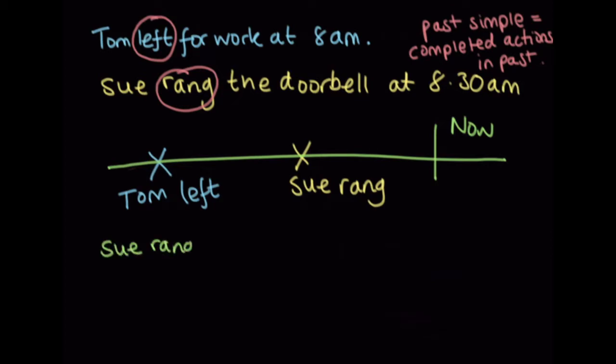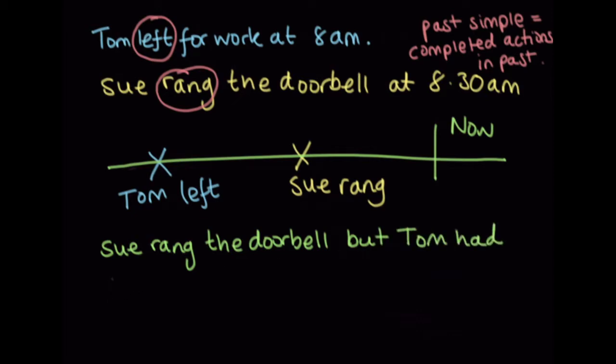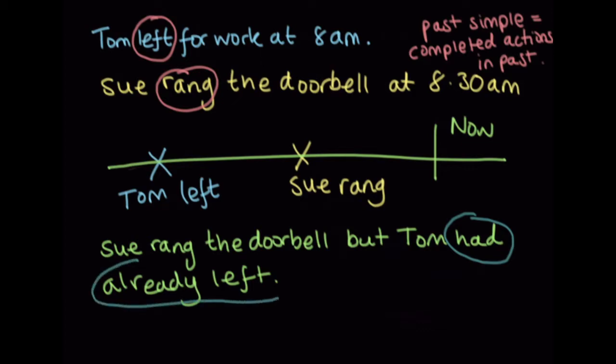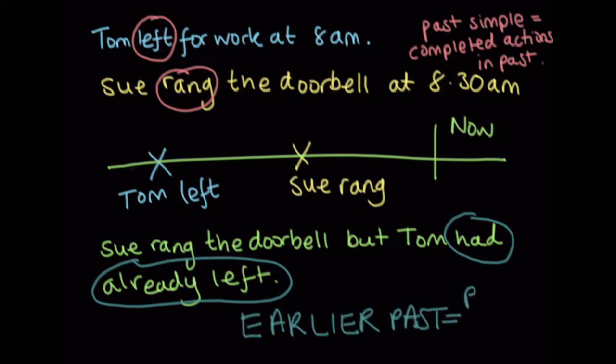We'd say Sue rang the doorbell, but Tom had already left. And here you can see we use the past perfect, had already left, because we're referring to an earlier past. So Tom left before Sue rang the doorbell in the past. So we use the past perfect. Okay, so let's look at the form.